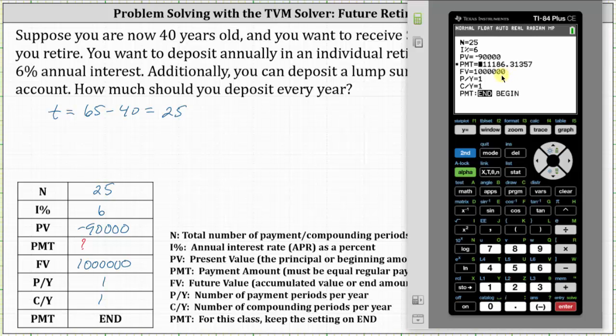Technically, we should round up. Because if we round down, you would be just short of $1 million. If we round up, you would have slightly more than $1 million at age 65. But I'm going to go ahead and follow the normal rule of rounding to the nearest cent. So again, PMT for our table is negative 11,186.31.